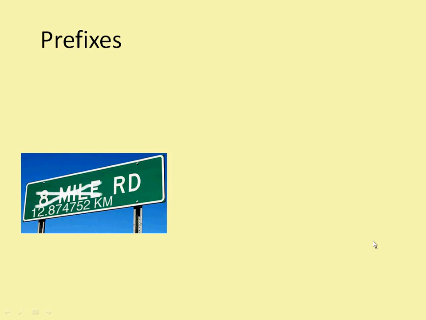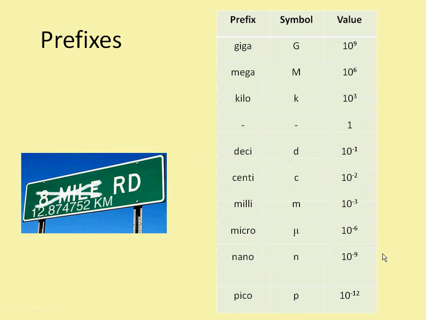Prefixes. Some of the prefixes you will use this year are giga. You might know that as gigabytes. It's 10 to the 9th. Mega, 10 to the 6th. Think if you're going to make megabucks in a lottery, you're going to make $1 million. So 10 to the 6th is a million. A kilo is 10 to the 3rd, which, if you think of a kilogram, you have 1,000 grams.